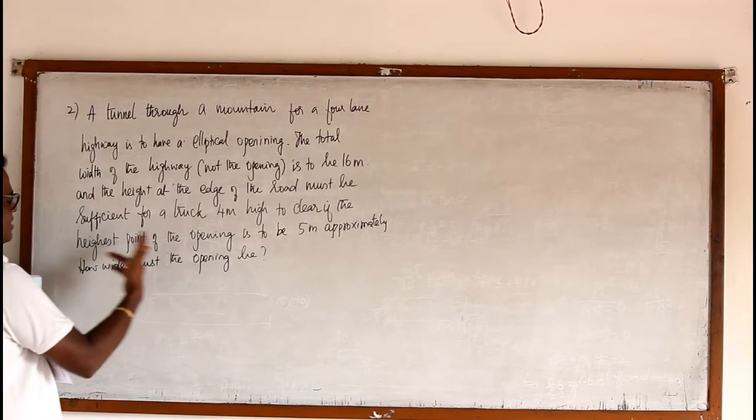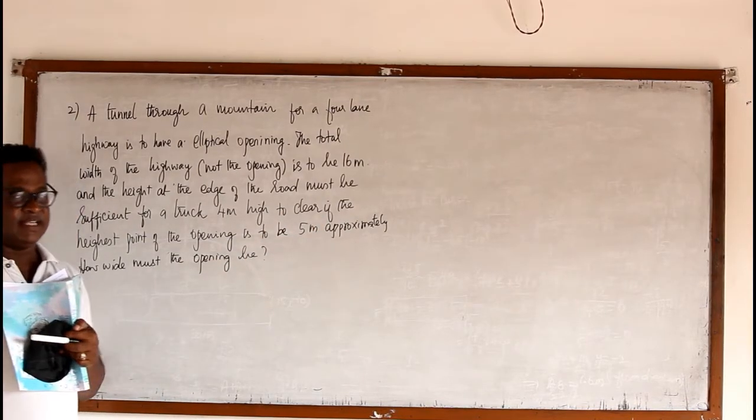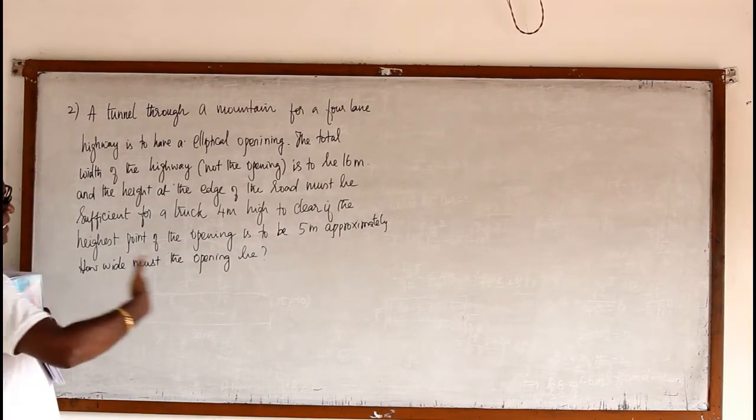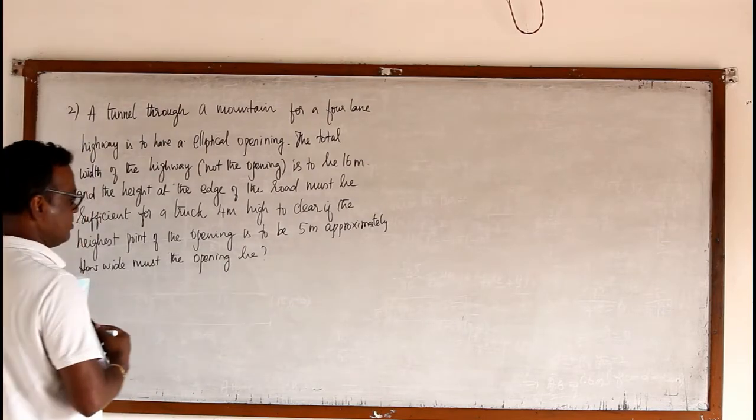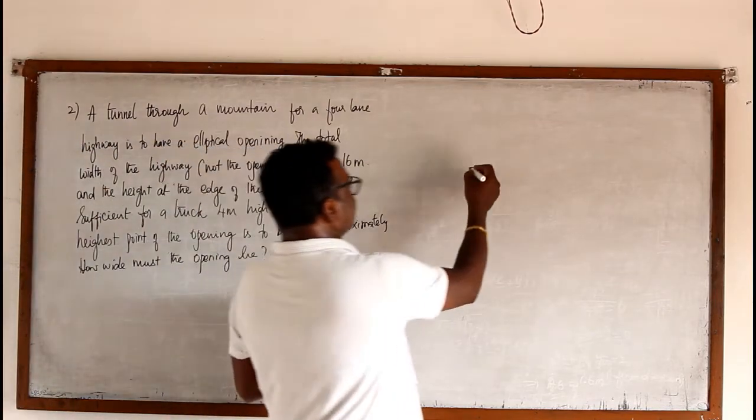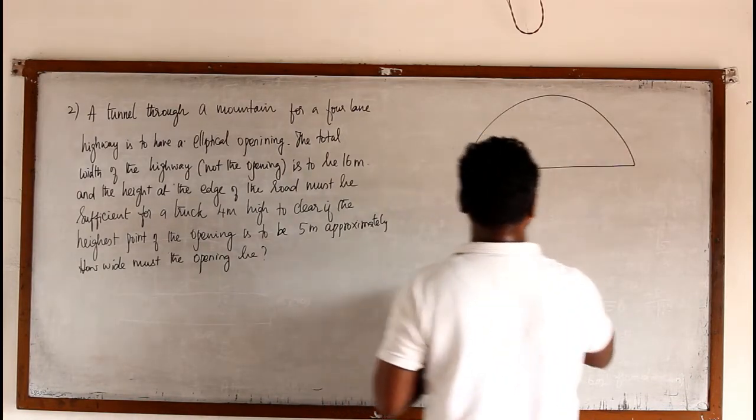So, if the maximum height is 5 meters, then what is the width of the total ellipse? That's what they are asking. They gave the tunnel opening, and they are asking for the width of the total ellipse. You have to follow. If I have a diagram, this is the tunnel entrance.